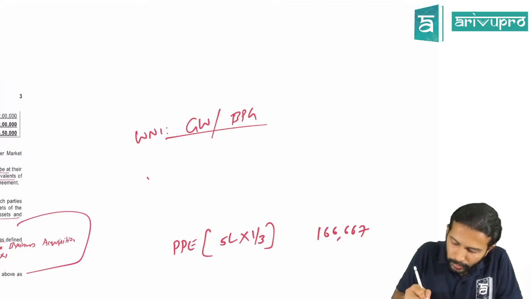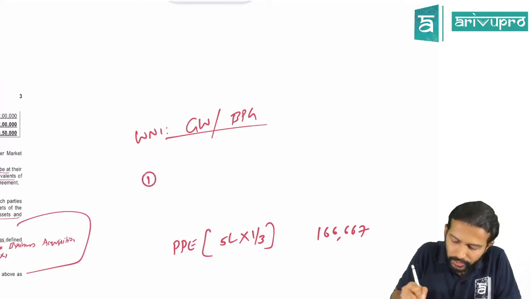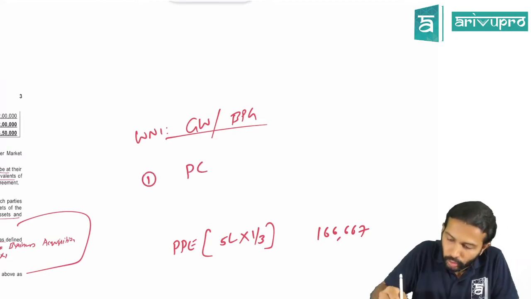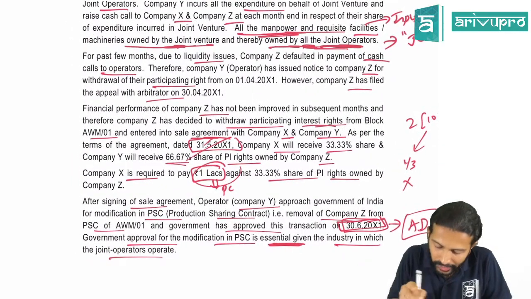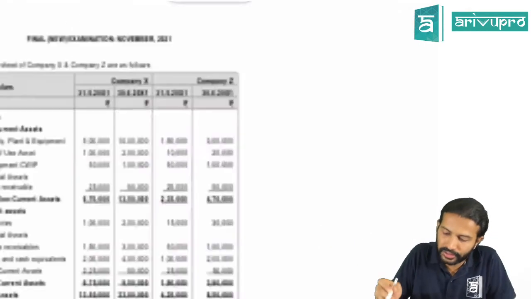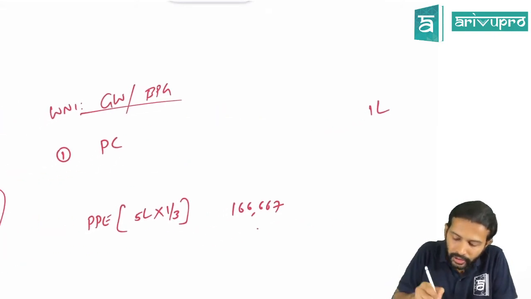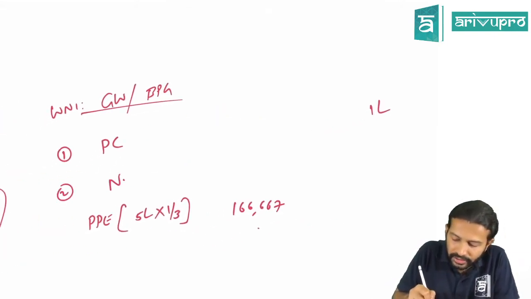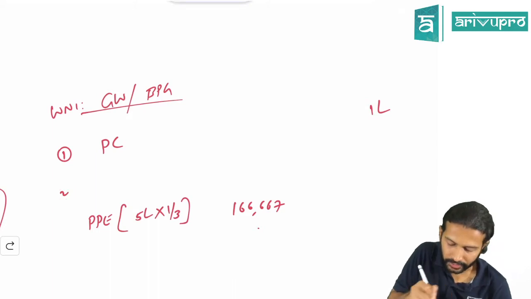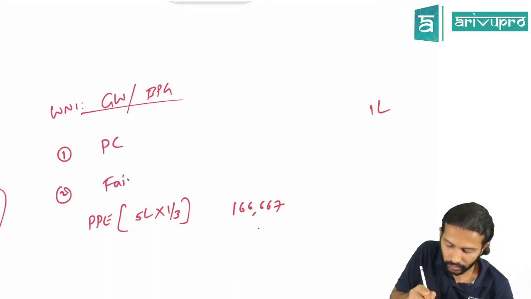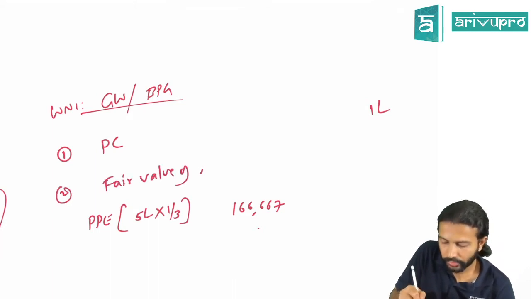To find out goodwill or bargain purchase gain, we need to consider a few things. One, we have PC. To get the stake, they told X paid 1 lakh rupees to Z. So PC paid is 1 lakh, that is straightforward. Then you need to compare PC with the net assets. Fair value of net assets, in fact. So we'll write fair value of net assets.